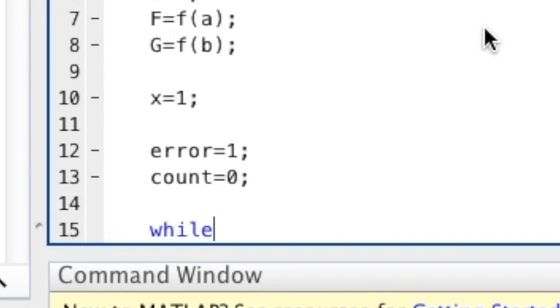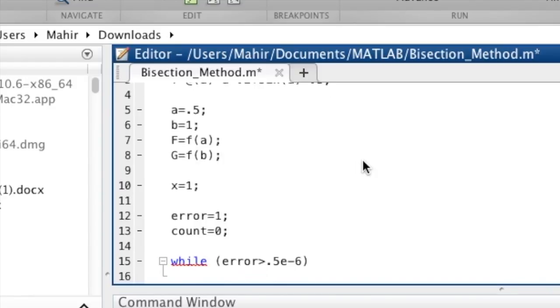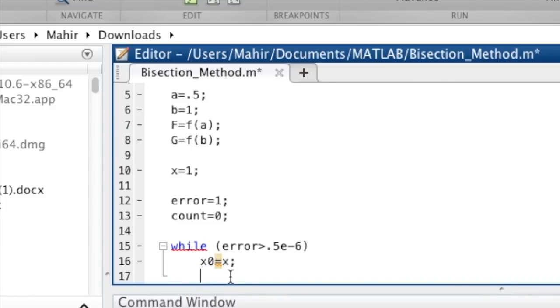All right, now let's start the loop. While error is greater than 0.5 raised to negative 6, what do we need? Oh, we need to set that x up there equal to a different variable, a different letter. So we're using x0 equals x. Again, I don't necessarily know why, but that's just what we need to do. What's next? This value right here, x, is just half of the summation of our initial guesses: half times b plus a.